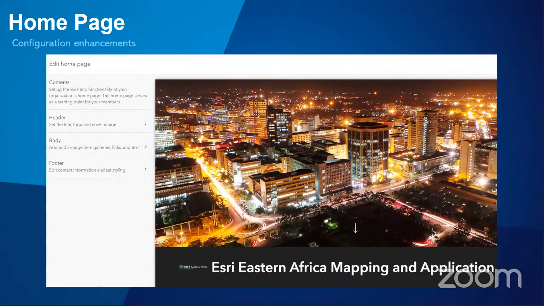So what is the new feature? What has been brought about is the ability to include the website URL and email links in your body text and the item gallery summary. So we're going to see this in action.